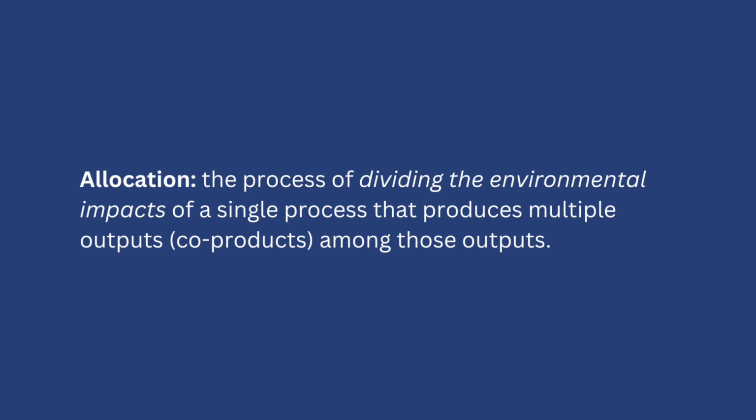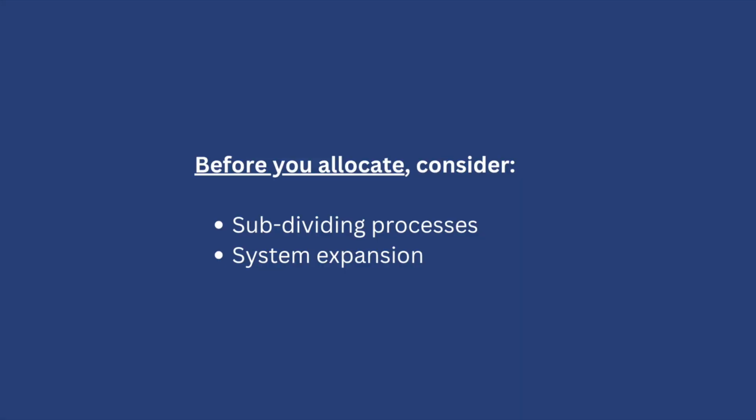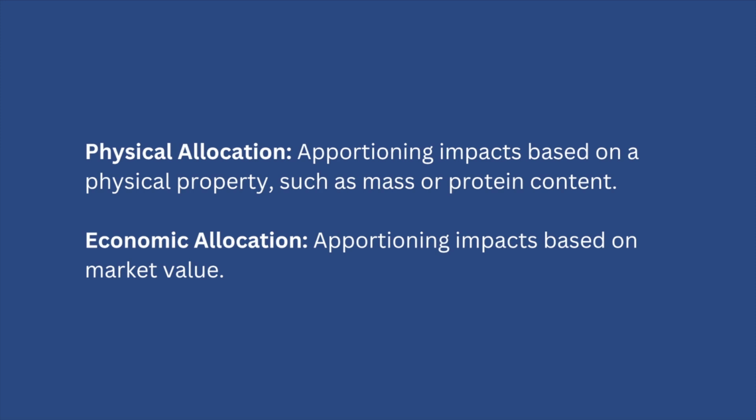In an ideal world, we try to avoid allocation by subdividing the processes or using system expansion methods. But when that's not possible, we turn to allocation, distributing the impacts in proportion to some property of the products. There are different ways to do this. Two of the most common approaches are physical allocation and economic allocation. Physical allocation apportions impacts based on a physical property, like mass or protein content. Economic allocation apportions impacts based on market value. Today we'll focus on economic allocation and show you exactly how to set it up in CarbonGraph.